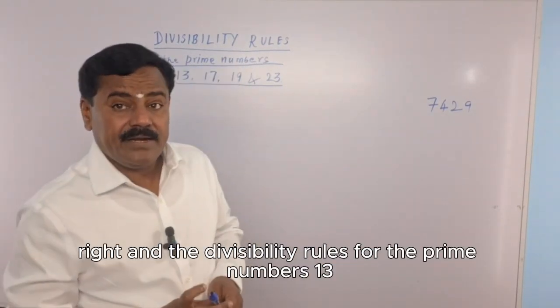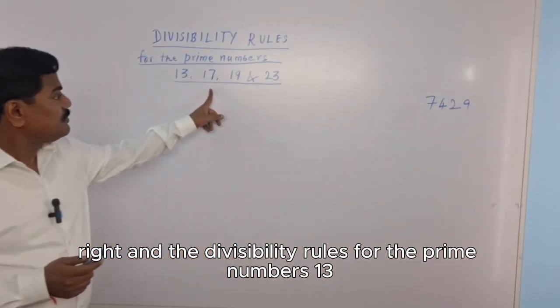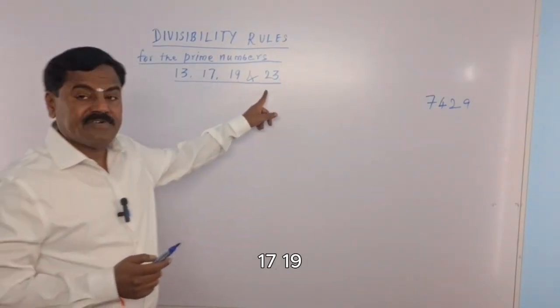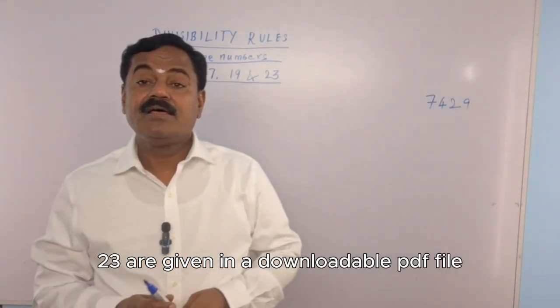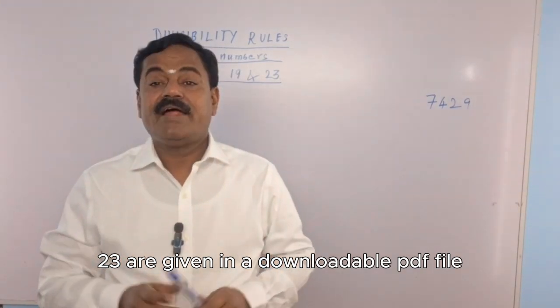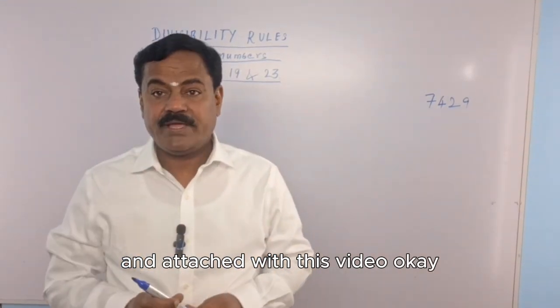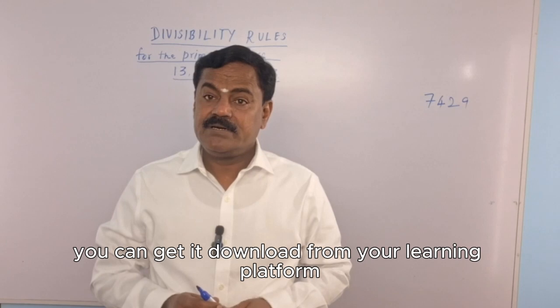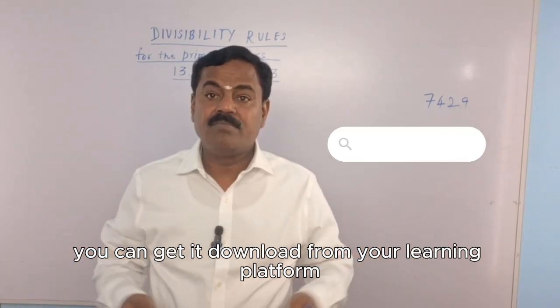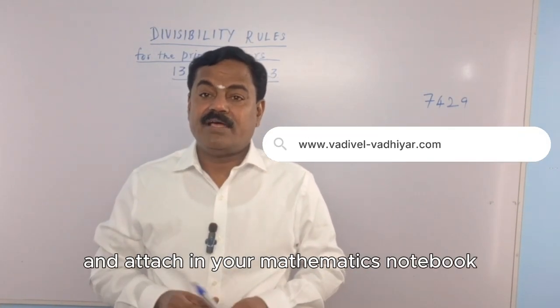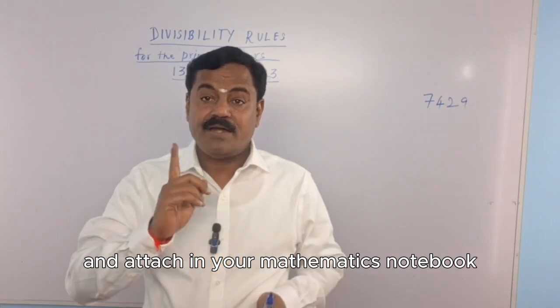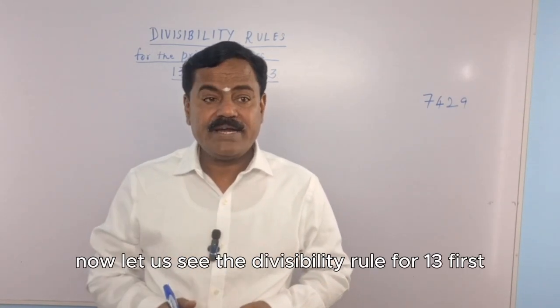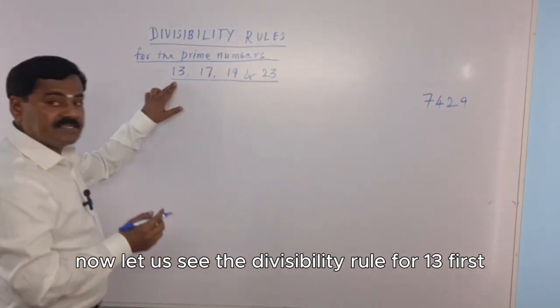Okay, right? And the divisibility rules for the prime numbers 13, 17, 19, 23 are given in a downloadable PDF file attached with this video. You can download it from your learning platform and attach it in your mathematics notebook and make use of it. Now let us see the divisibility rule for 13 first.